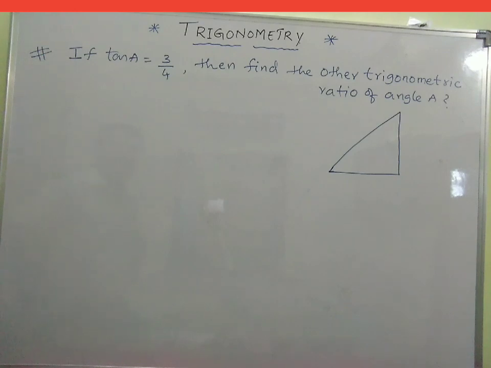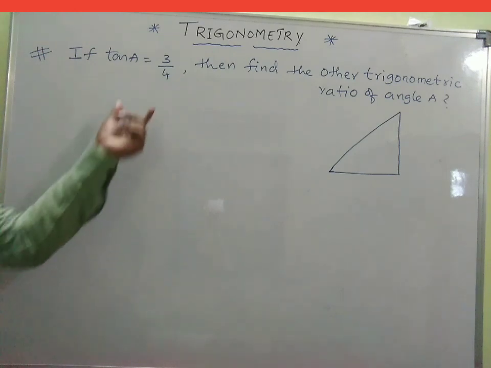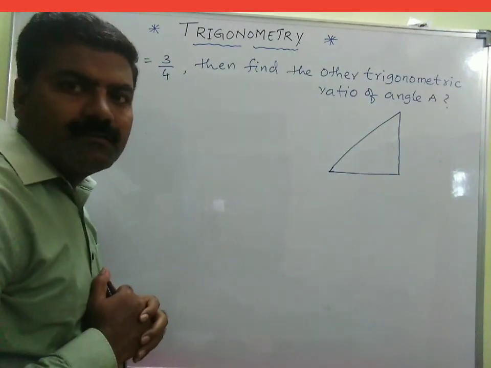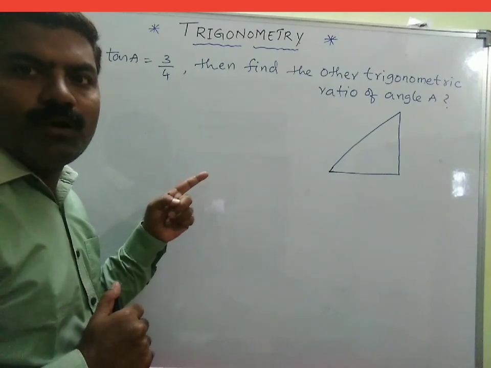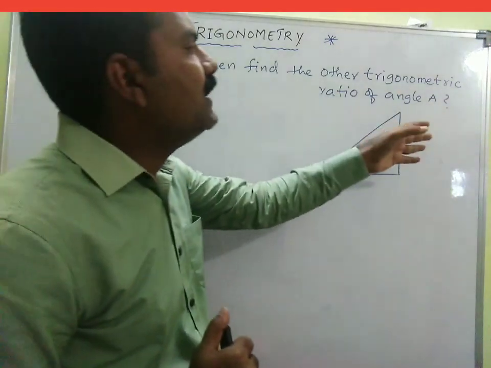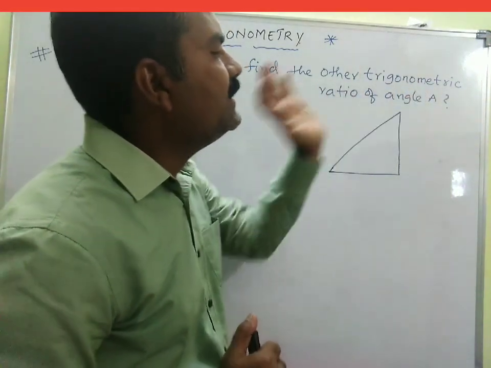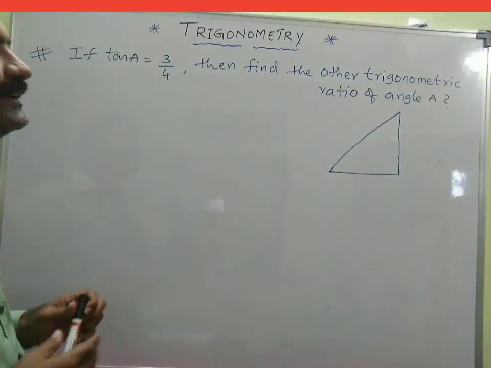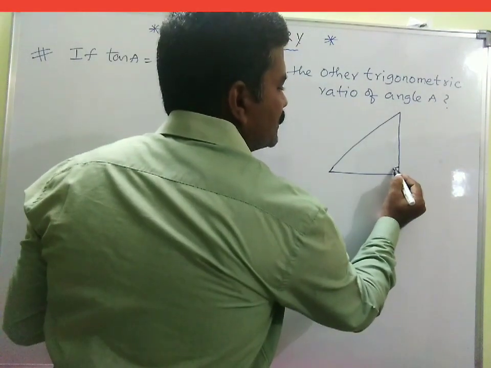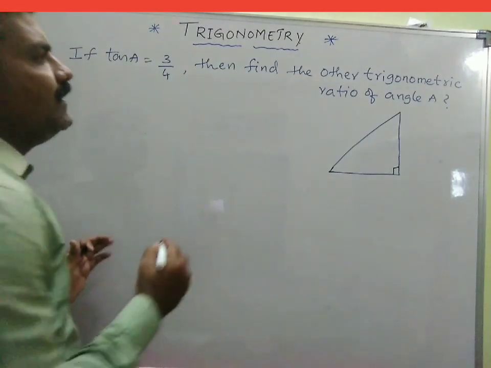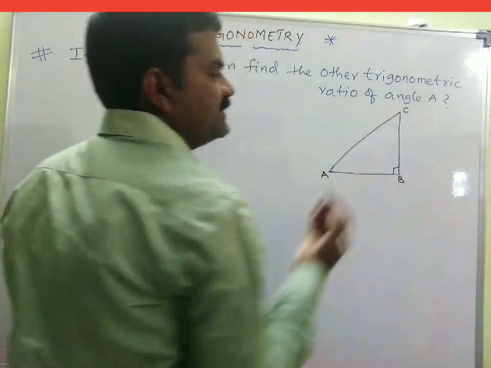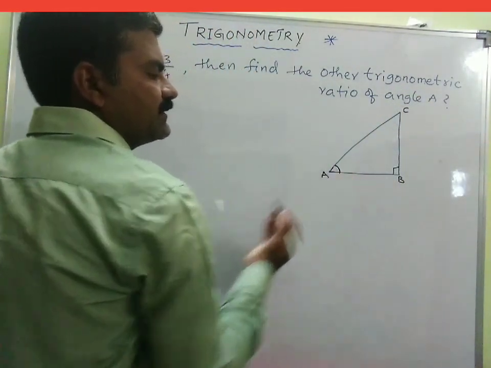Okay. So coming to problem number 1. If tan A is equal to 3 by 4, then find the other trigonometric ratios of angle A. So we are provided tan A and asked to find all other trigonometric ratios. In trigonometry, here we deal with a right angled triangle. So let it be a triangle ABC. For example, A is here, B is here and C is here. So this is nothing but angle A, isn't it, ma'am?